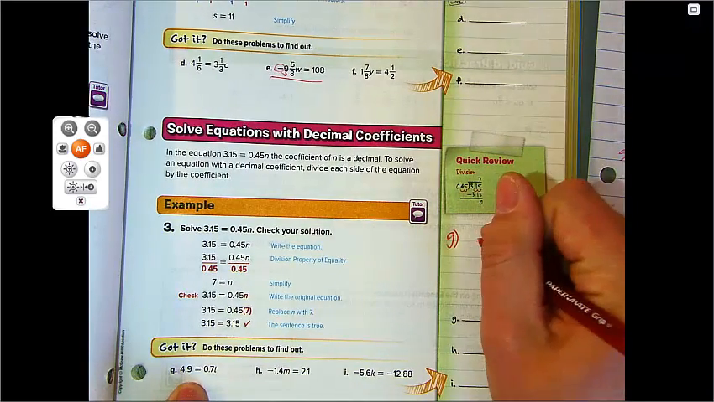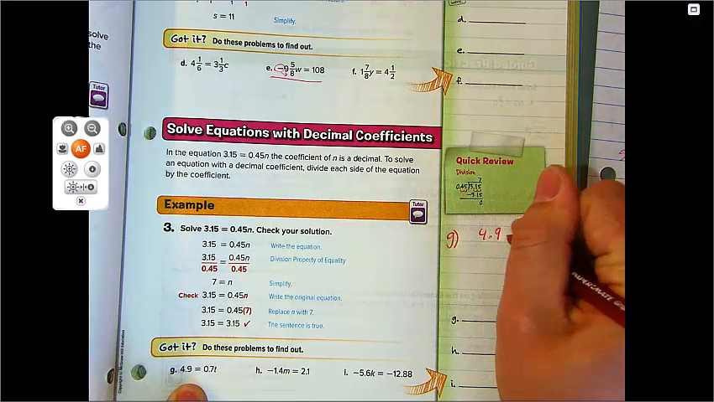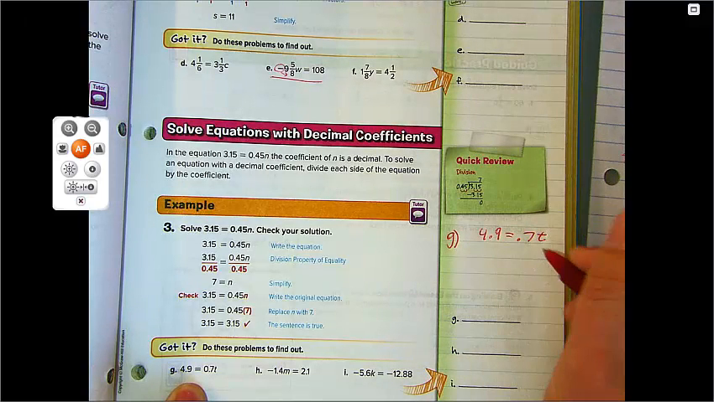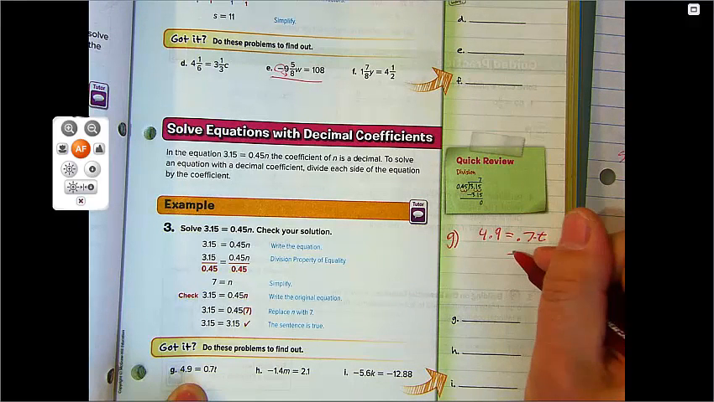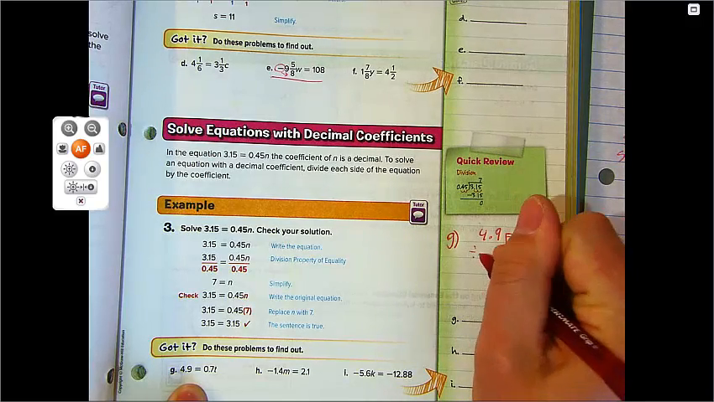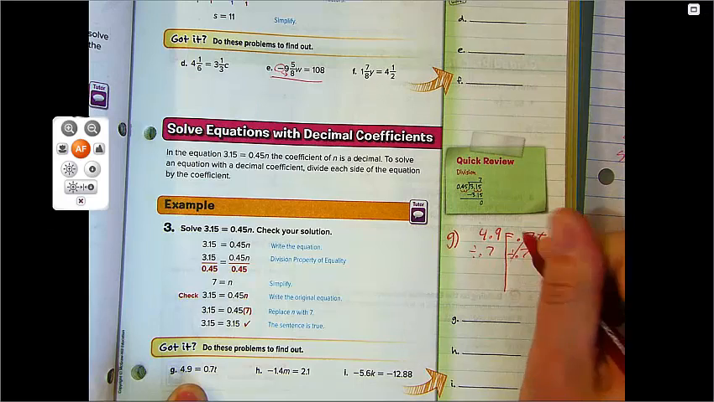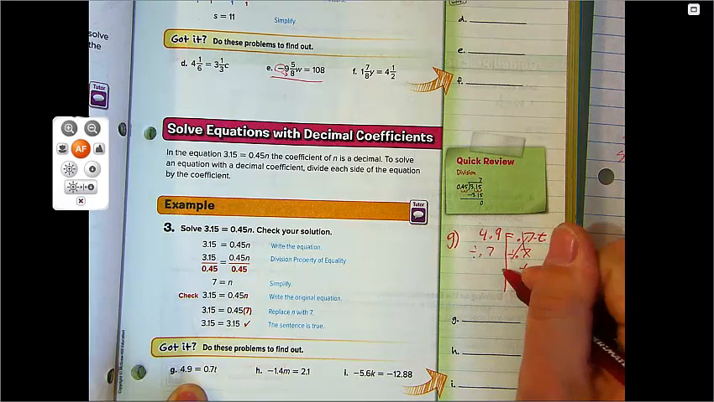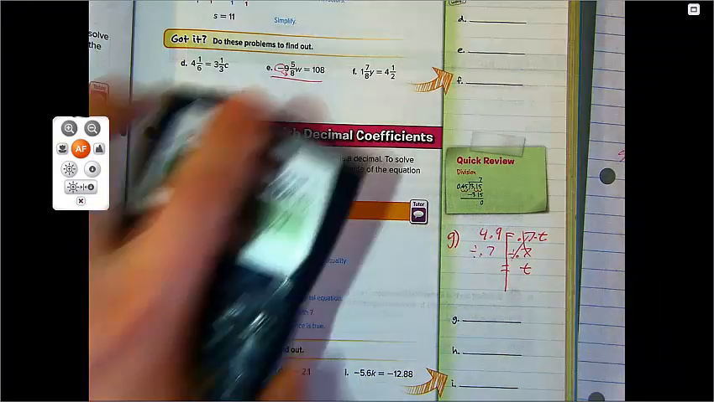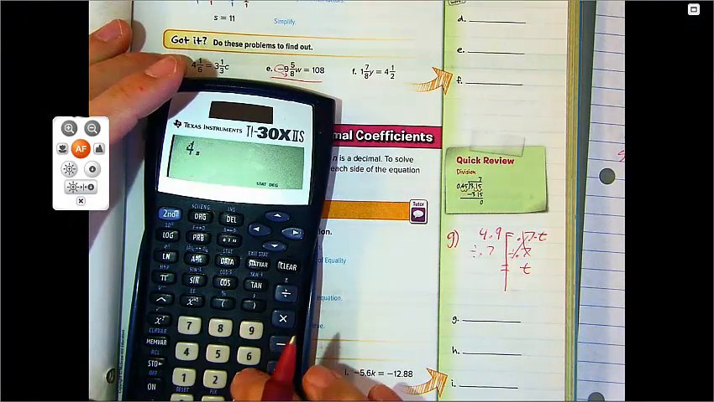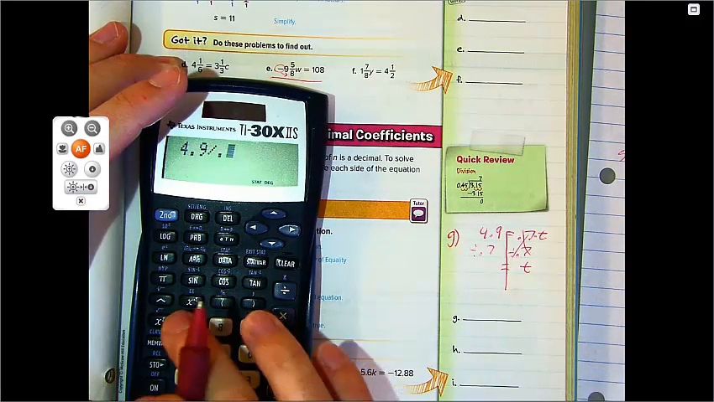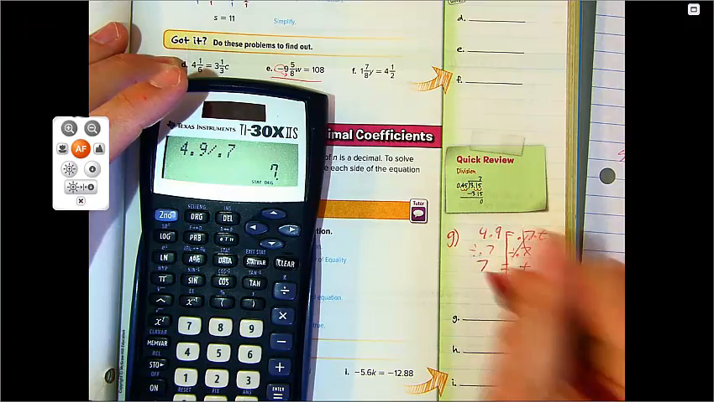Step 1 is write the original. So we have 4.9 equals 0.7 times t. Then how do we get rid of multiplying t by 0.7? We divide by 0.7. Make the line. What you do to one side, you do to the other. Those cancel out, leaving you with just 1t, or t either way, equals 4.9, not 4.7, 4.9 divided by 0.7 equals 7. So t equals 7.